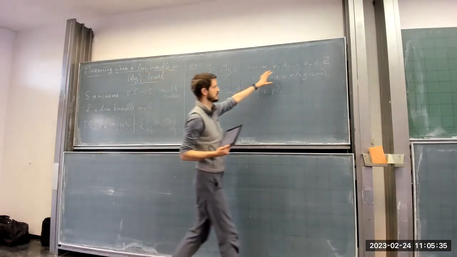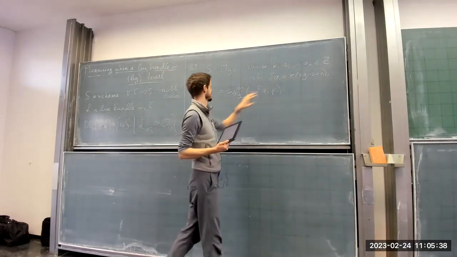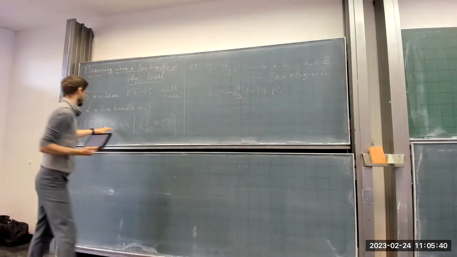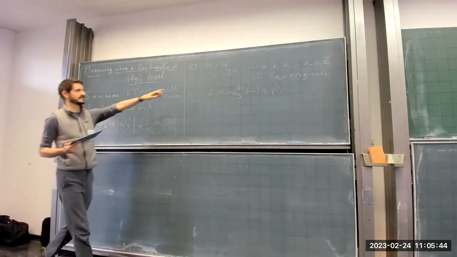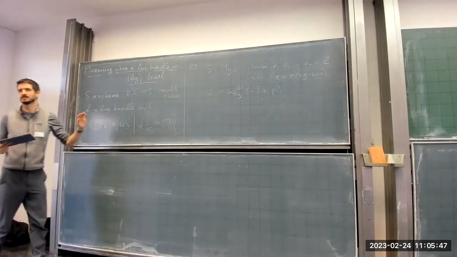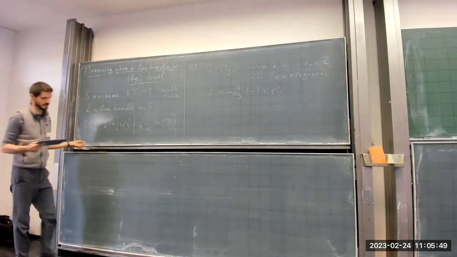Why did I impose this numerical condition? Of course, without this condition, the line bundle still makes sense, and the definition still makes as much sense as it ever did. But if this condition is not satisfied, then this set is automatically empty for degree reasons. So that's why I'm imposing this, but it's not a big deal.